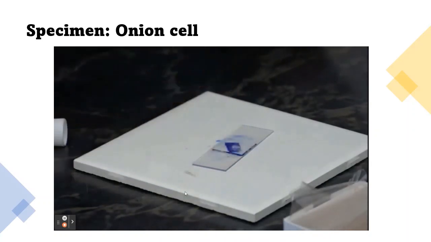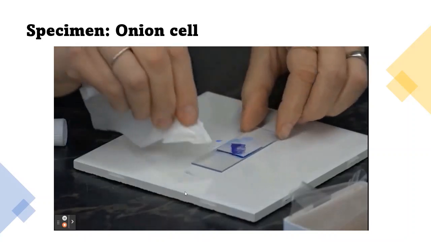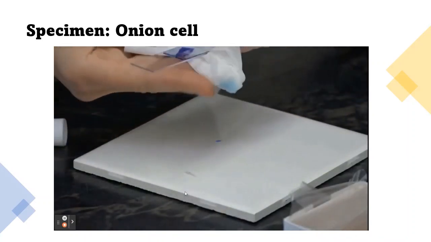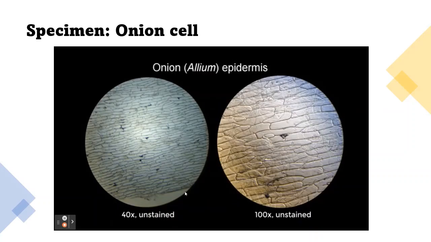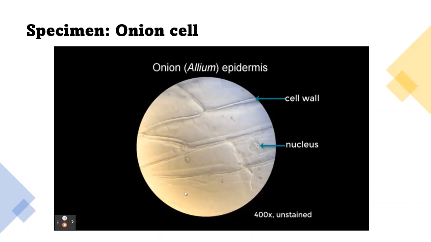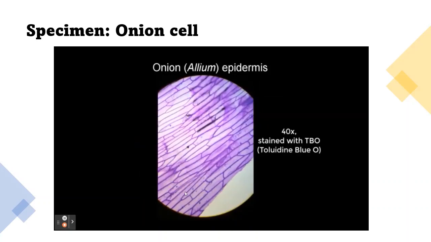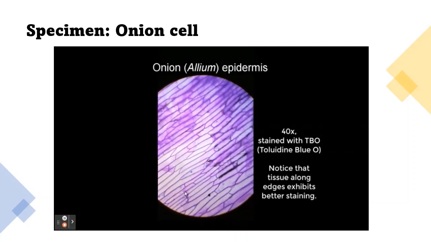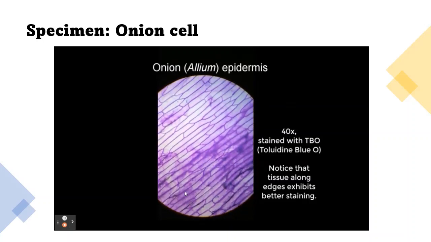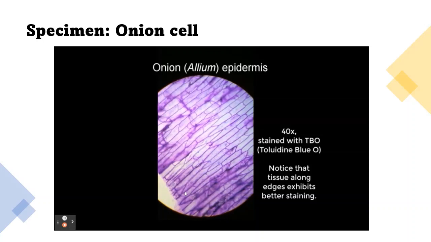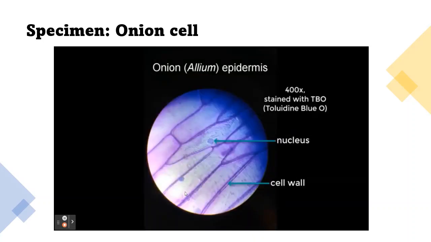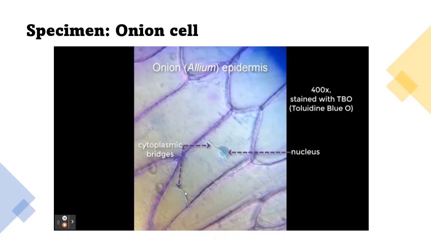All specimens we should observe under 40. Before you go to the 40, start with the 4 times, then move to the 10, and last will be 40. Under the light microscope, this is unstained, with no color at all, so it is colorless. This one we stained with TBO, or toluidine blue O, and we can see the tissue gives a better image. You can see the nucleus and cell wall. This is the onion. Even in the larger image, under 400, we can see the cytoplasmic bridges.